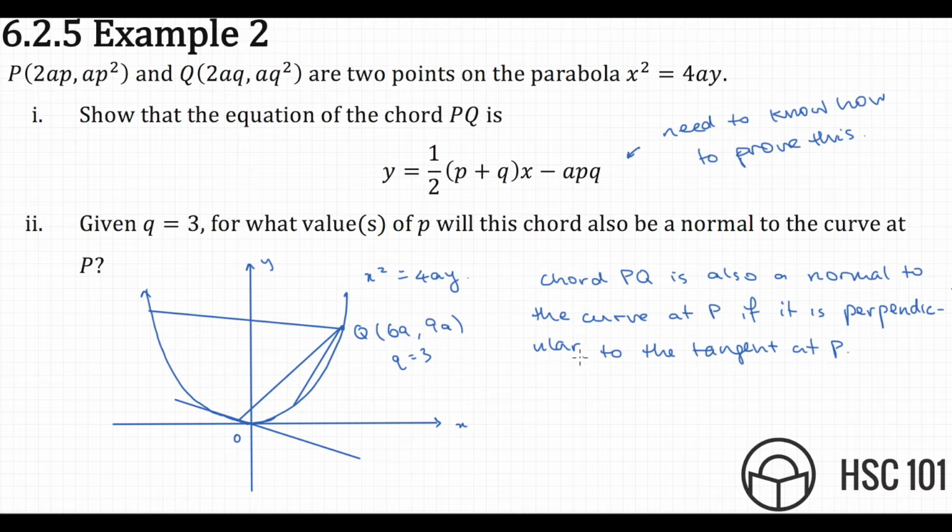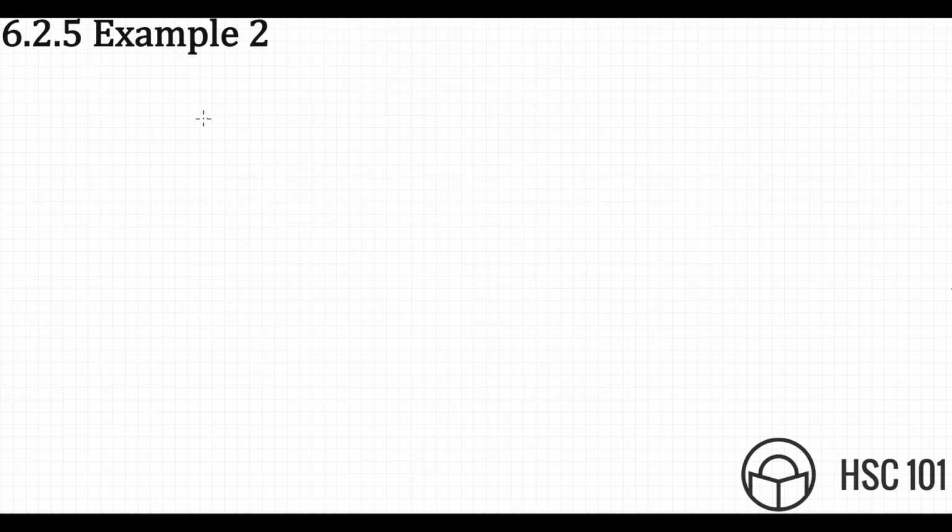So how am I going to find the values of small p such that the chord PQ is also going to be a normal? This is how I'm going to start. So this tells us what we have to do in order to find the values of p.